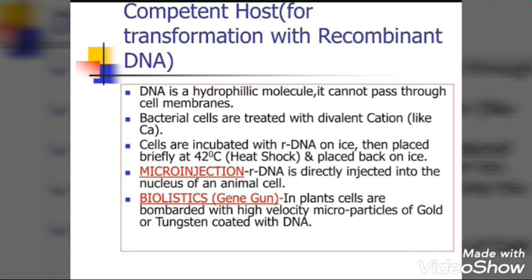So the microinjection method and the ballistic method, the gene gun method. In the microinjection method, rDNA is directly injected into the nucleus of the animal cell. This is the microinjection method. In the ballistic method, plant cells are bombarded with high velocity microparticles of gold or tungsten coated with DNA. This is called the gene gun method.